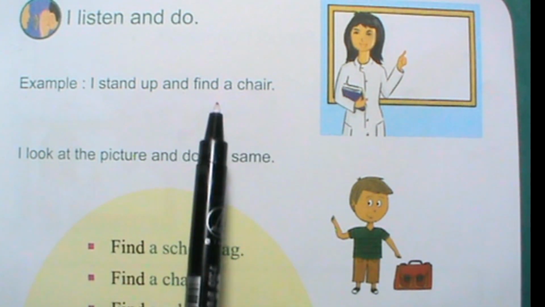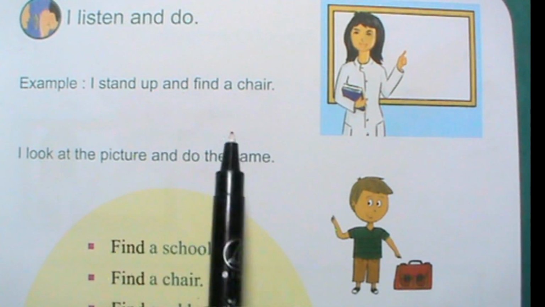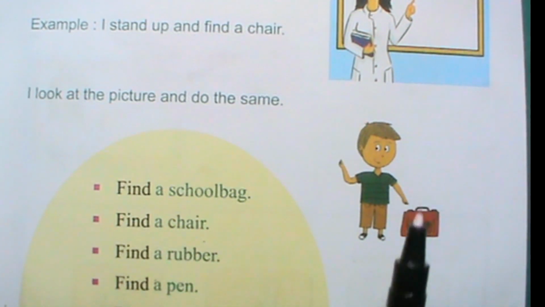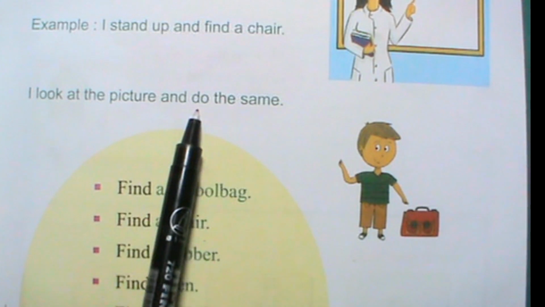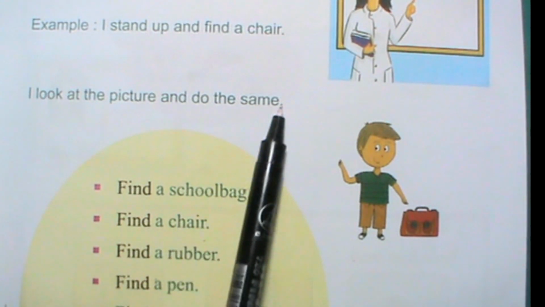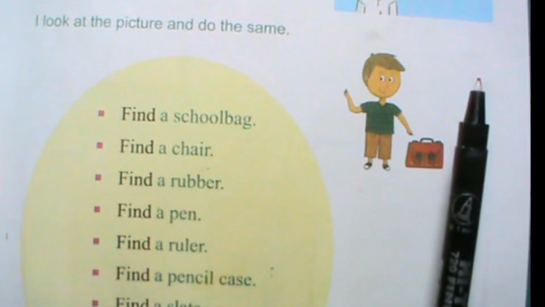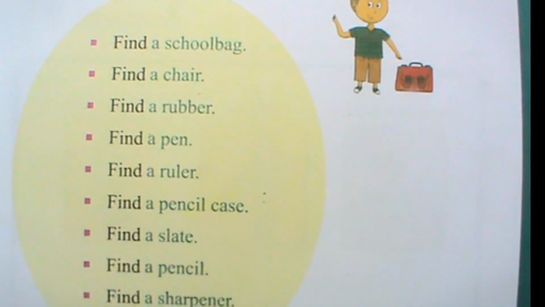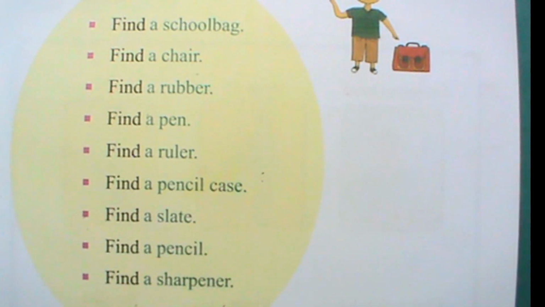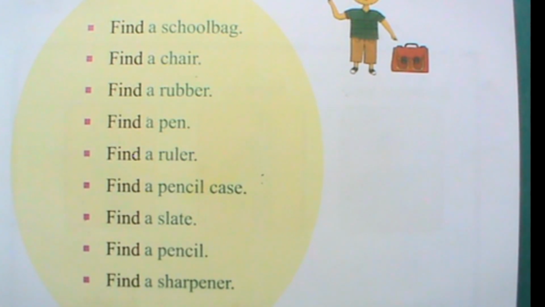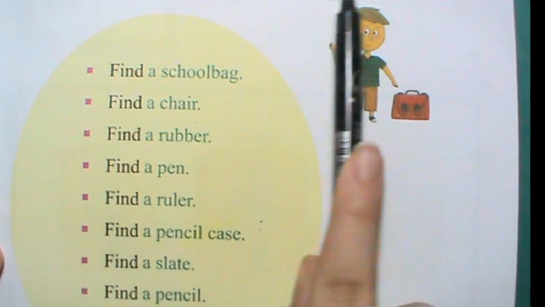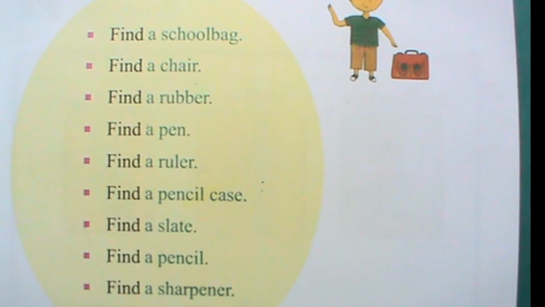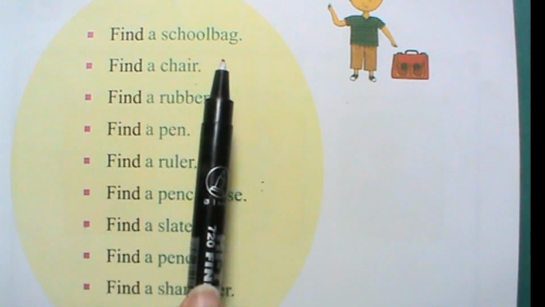I am sitting on a chair now. I stand up and find a chair. A chair means chair. I look at the picture and do the same thing. The same thing is to find my school supplies. It tells me to look at the picture and then do the same thing. What is this child doing? He is looking for his school supplies. Find a school bag.